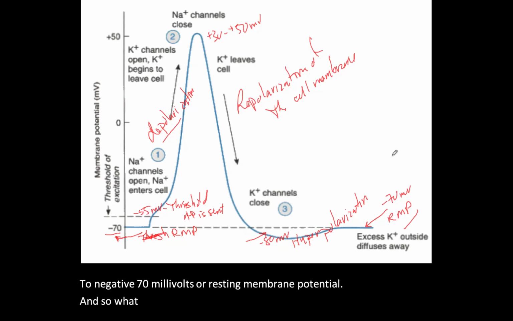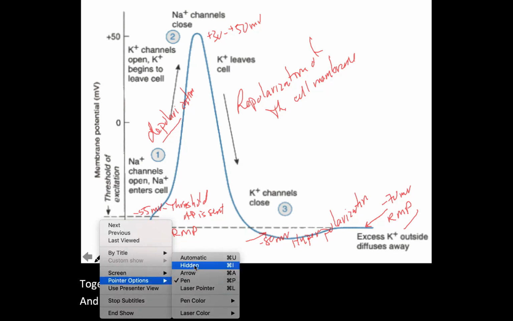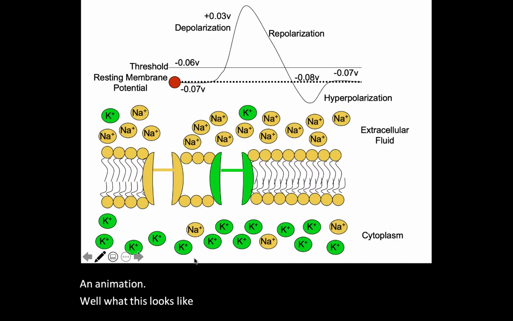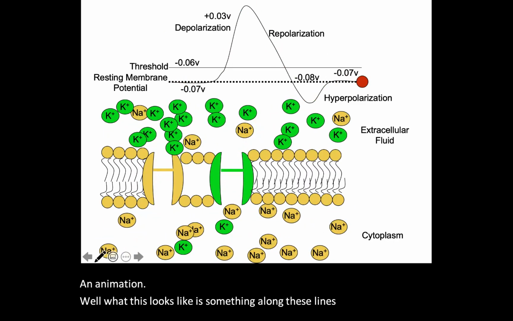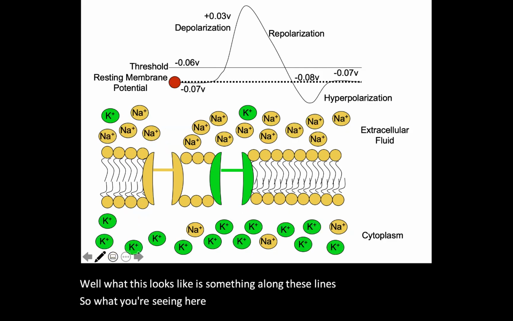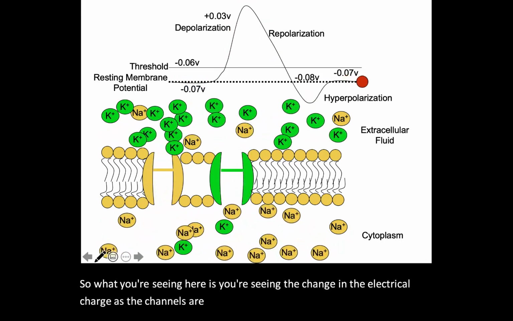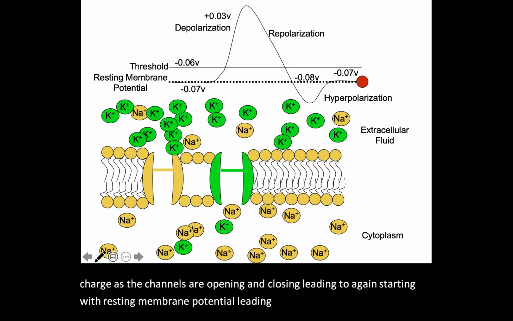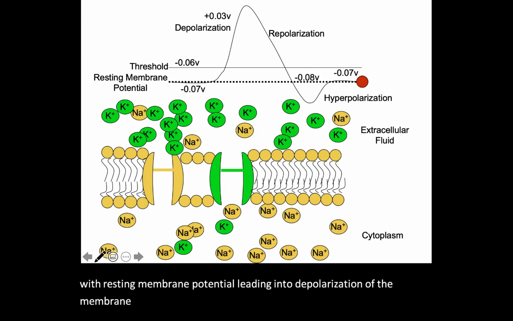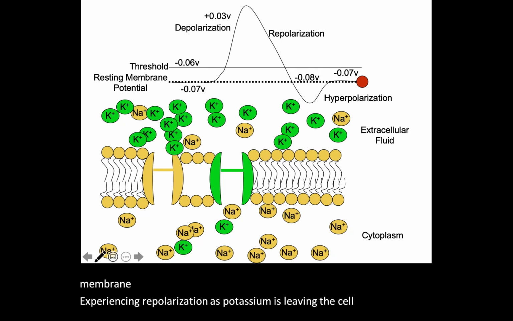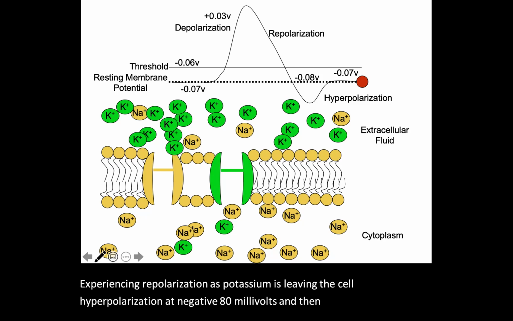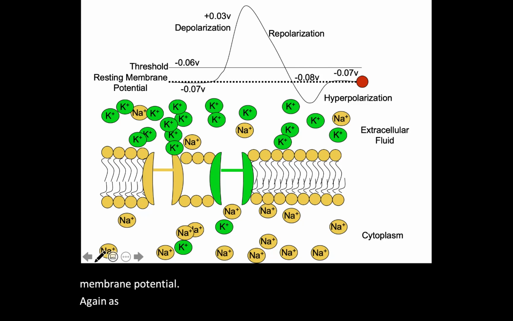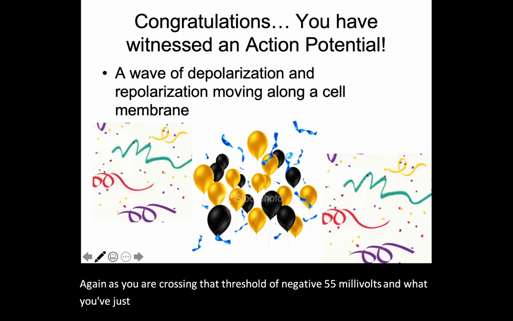And so what does that all look like together if we run this as an animation? Well, it looks something along these lines. What you're seeing is the change in the electrical charge as the channels are opening and closing, starting with resting membrane potential, leading into depolarization of the membrane, experiencing repolarization as potassium is leaving the cell, hyperpolarization at negative 80 millivolts, and then regaining resting membrane potential. Again, as you are crossing that threshold of negative 55 millivolts, what you've just experienced is an action potential.